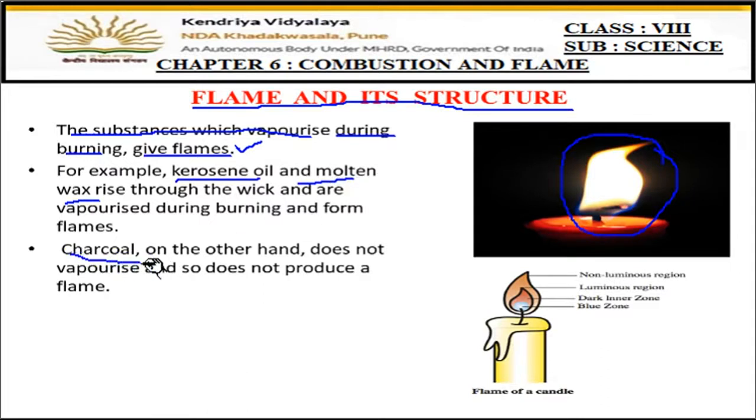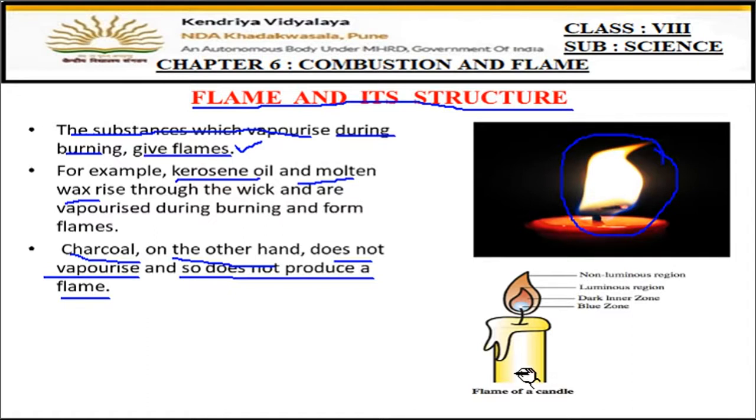Now charcoal. Charcoal is the powdered form of wood. So charcoal, on the other hand, does not vaporize and so does not produce a flame. Okay, charcoal burns but it does not produce a flame because it does not vaporize. So remember children, the substances which vaporize, which convert into vapor state, they can only give the flames. Other substances cannot give the flames.